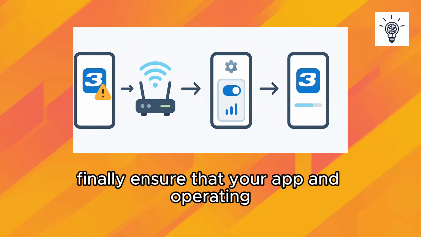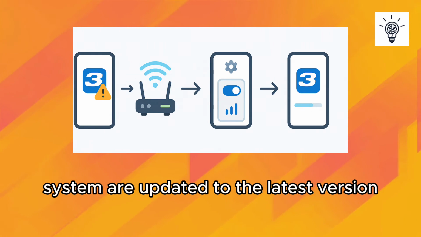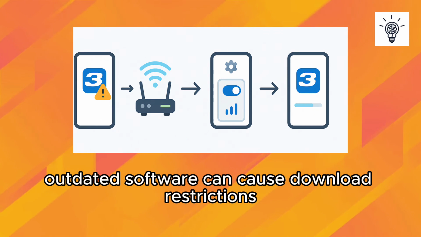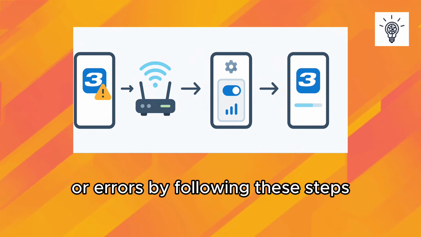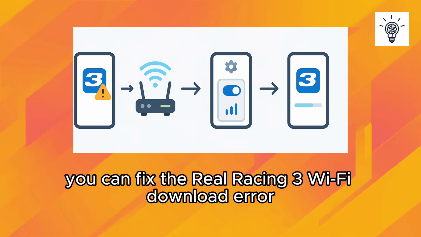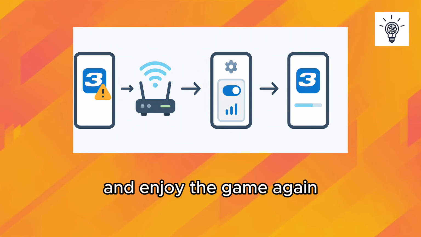Finally, ensure that your app and operating system are updated to the latest version. Outdated software can cause download restrictions or errors. By following these steps, you can fix the Real Racing 3 Wi-Fi download error and enjoy the game again.